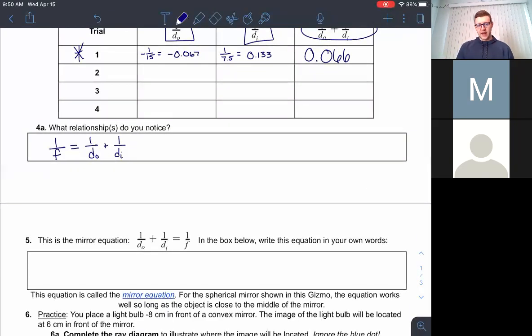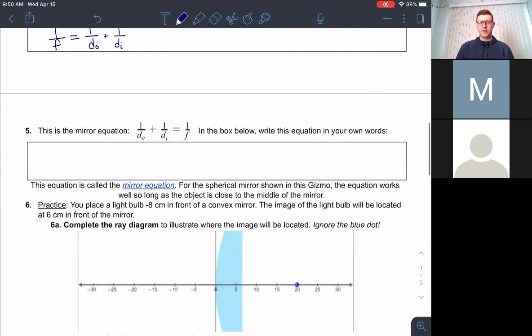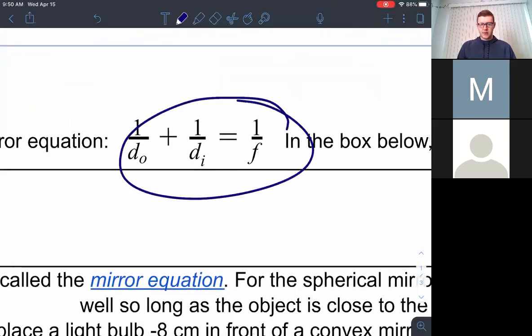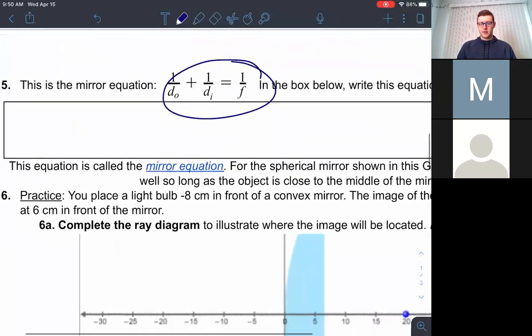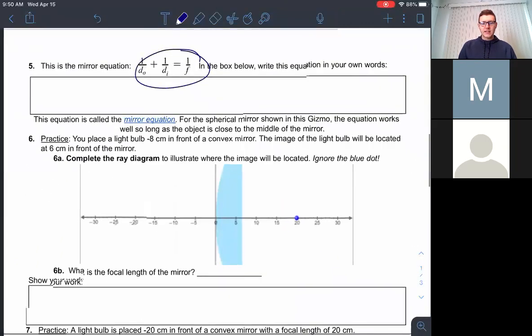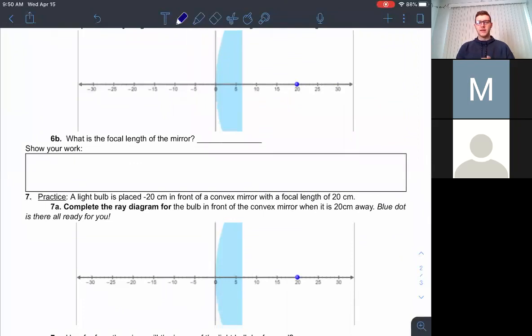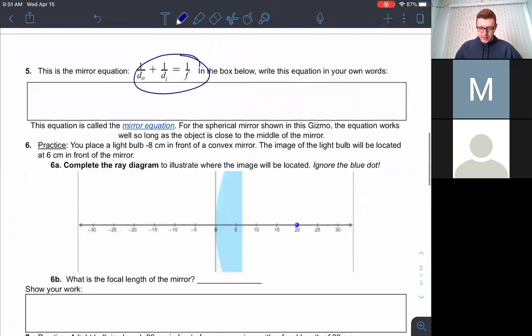Okay. And what we should find out, if we remember from last week with the concave mirrors, is that this does in fact work, because it's our mirror equation, which tells us those should be equal. And then the last two questions just have you find one of the three values: either F, DI, or DO. Do you want to go through one of those problems together? Yeah. All right, let's take a look.